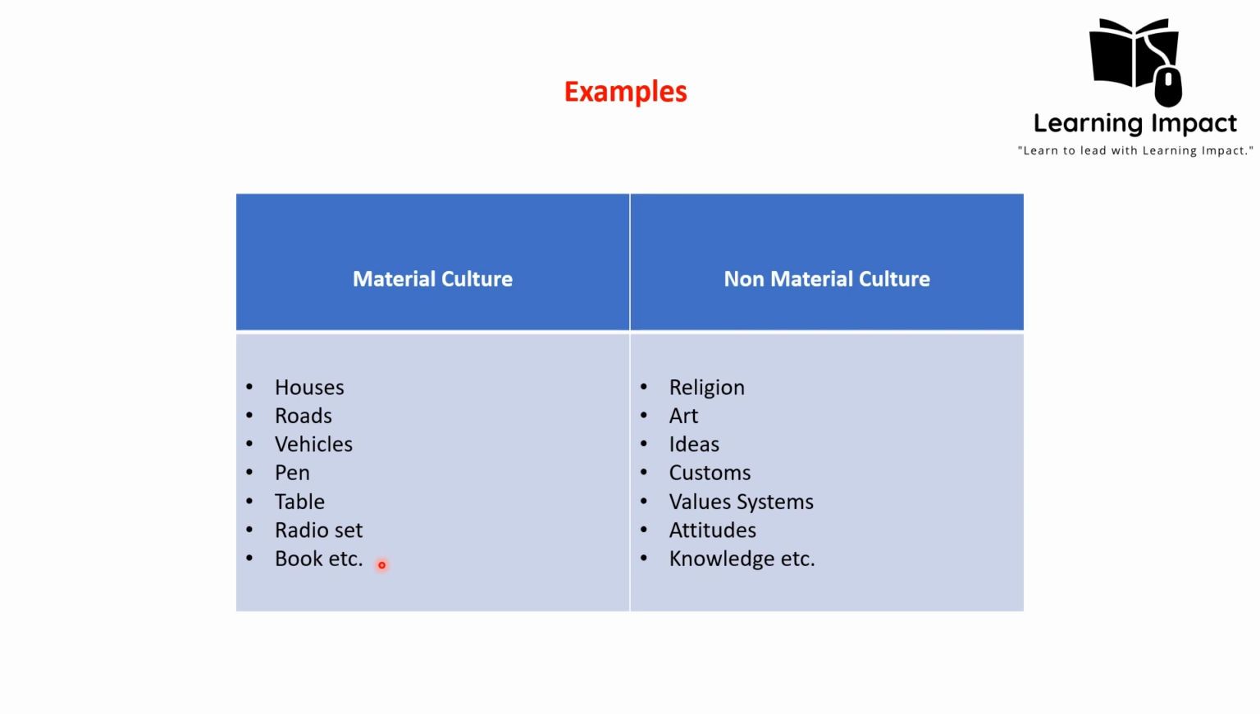And there are also all the things which you use which are not abstract, meaning tangible objects that can be touched, is material culture. And non-material culture: the religion, which is the belief system, the art, the ideas, the customs, value system, attitudes, and knowledge. This is all your non-material culture.